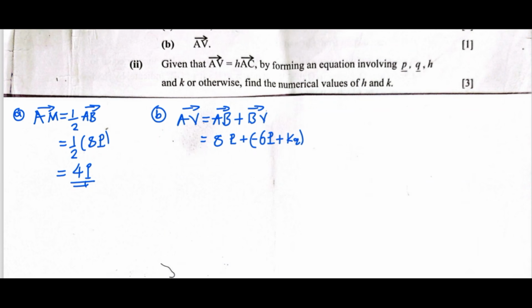Okay, we can now simplify. So it's 8P minus 6P plus KQ. So these are like terms we can add. So we'll get 2P plus KQ. So that's our answer.